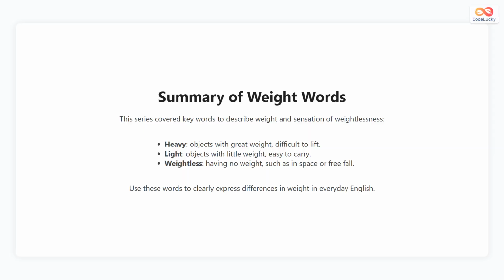Let us summarize what we have learned. We learned three important weight words. Heavy describes objects with great weight, difficult to lift. Light describes objects with little weight, easy to carry. Weightless describes having no weight, such as in space or free fall. These three words are essential for describing weight in English. Use these words confidently to clearly express differences in weight during your everyday English conversations.